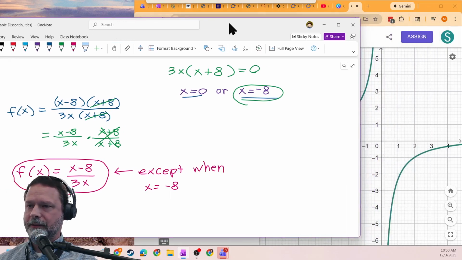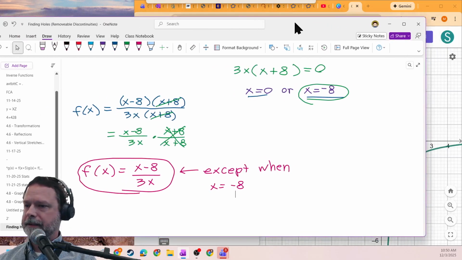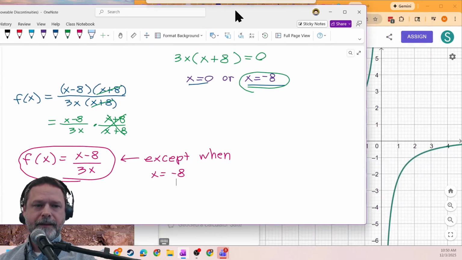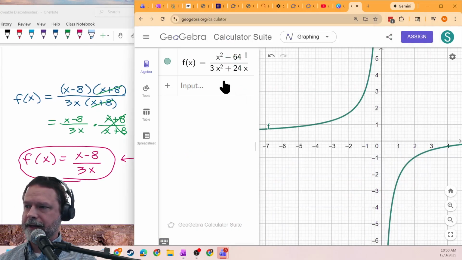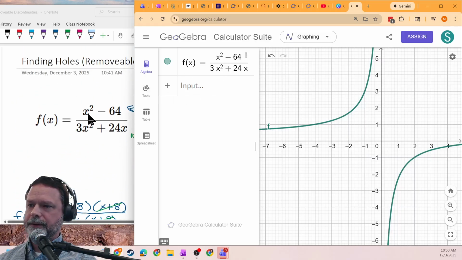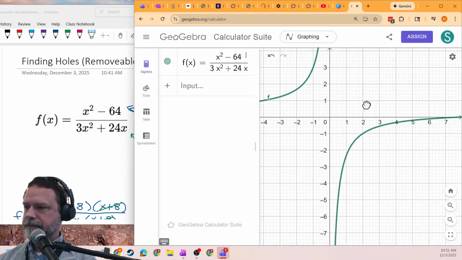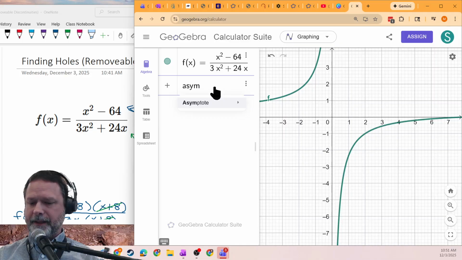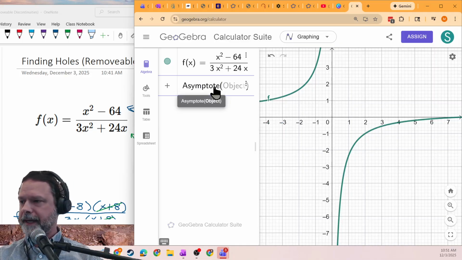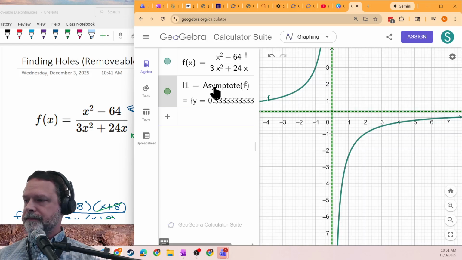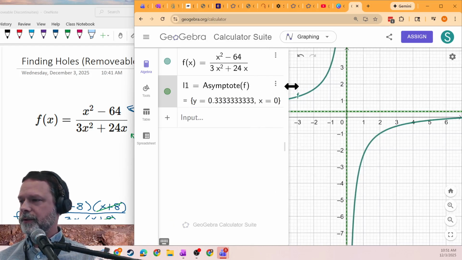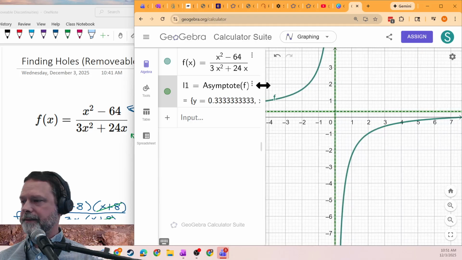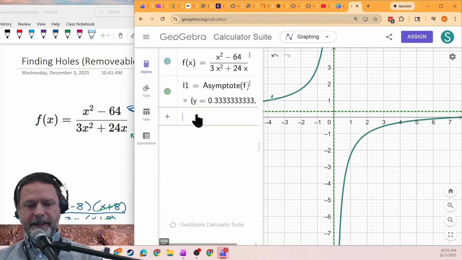So let's take a look at the graph. Here I have our original function f of x equals x squared minus 64 over 3x squared plus 24x. There it is, right? And remember, I can write the asymptotes. We can find those real quick. Asymptotes of f: y equals a third, and x equals 0.